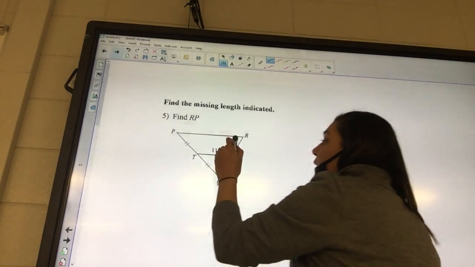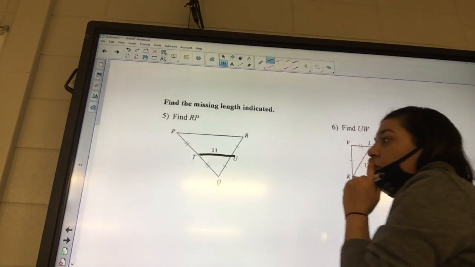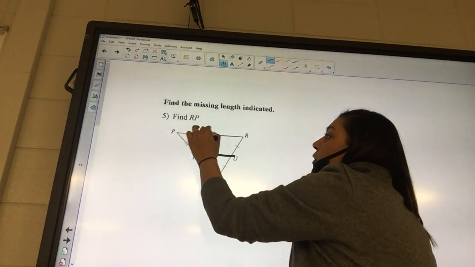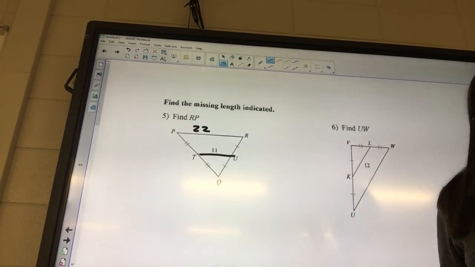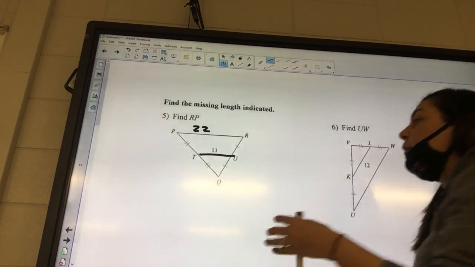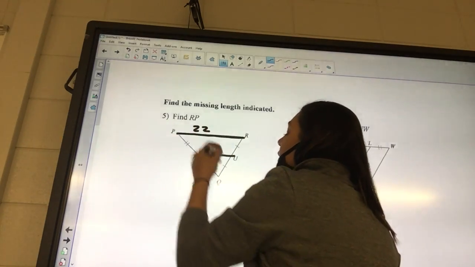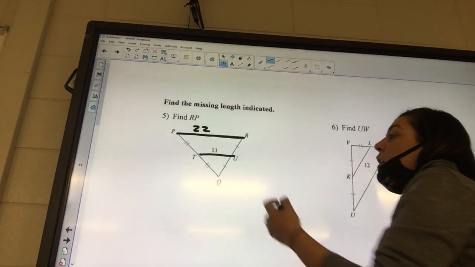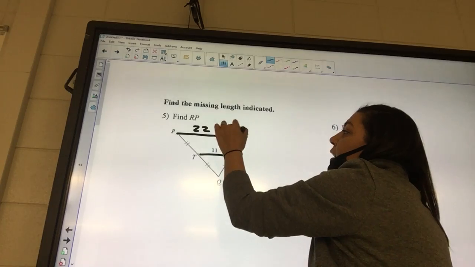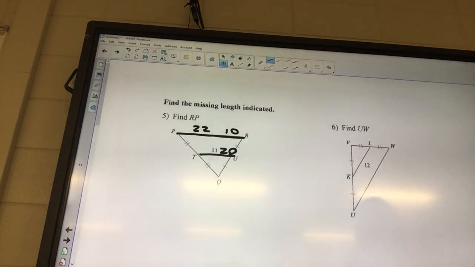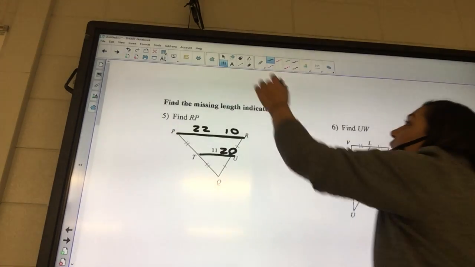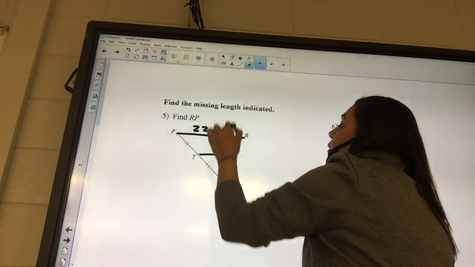If this is 11, what does the big one have to be? 22. Yes, and so you guys all know that, but some of you, it is the big one, and then you're doing another big one. If it's already the big one, you need to pay attention to the placement of where it's at, because some of you, this one was maybe 10, and then you're putting this one as 20. But it's not 20 because it's smaller. It's got to be 22 because it's actually the bigger segment.